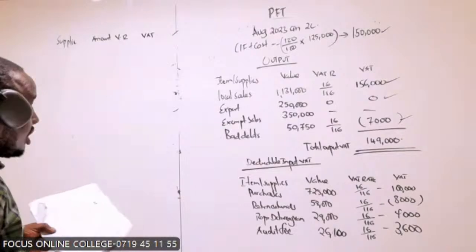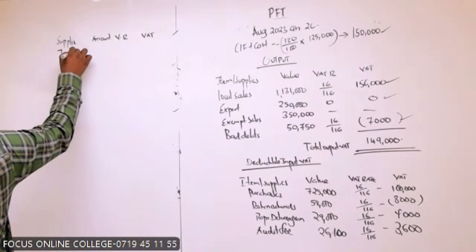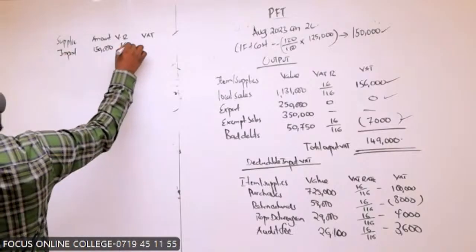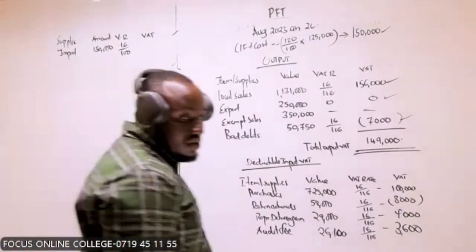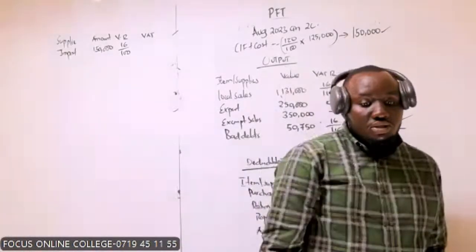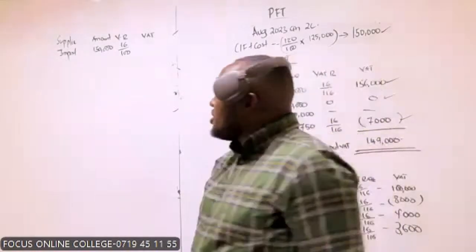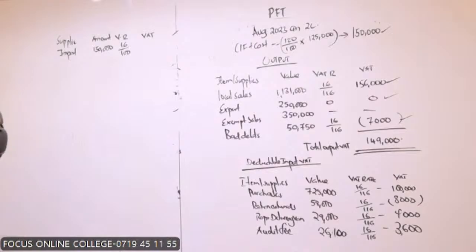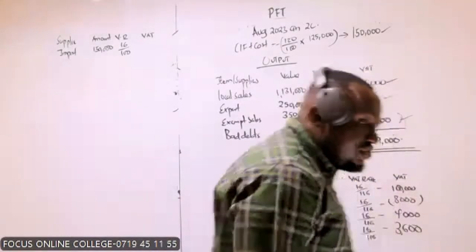So then we have the import. 150, but remember this is 16 over 100. It's normally exclusive of VAT. So get for me that. 16 over 100, get for me that. It's normally, get me that. $24.